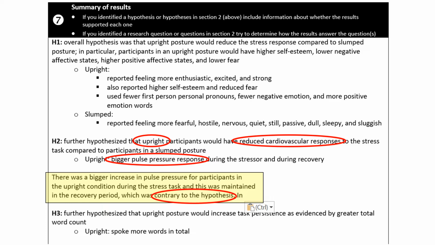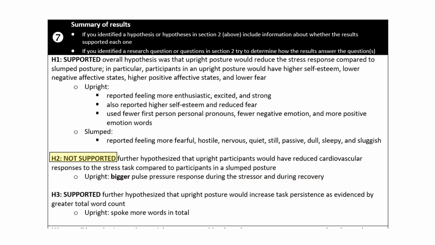After the phrase "contrary to the hypothesis" nudged me to look a little closer, I realized that the hypothesis was that participants in the upright condition would have a reduced cardiovascular response, but they actually had a bigger response, so that hypothesis was not supported. I did two things in my summary to help me remember that.